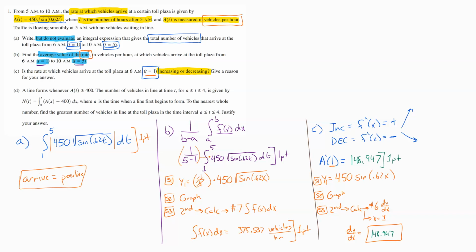And then you need to answer the actual question. So is it increasing or decreasing? Well, because it's positive, it tells us that it's increasing. And you would say because the derivative is positive at t equals 1. So telling them that the derivative is positive at t equals 1 answers the why, and that's the other point on this. So that's 1, 2, 3, 4, 5 points through the first part, 1 point for the answer here, and 1 point for the justification, telling them that a positive derivative tells us that it's increasing.